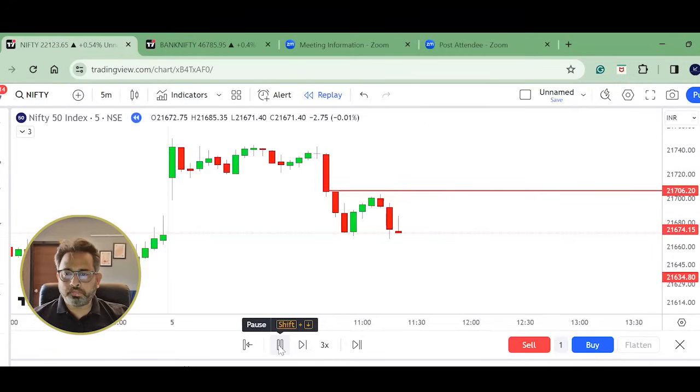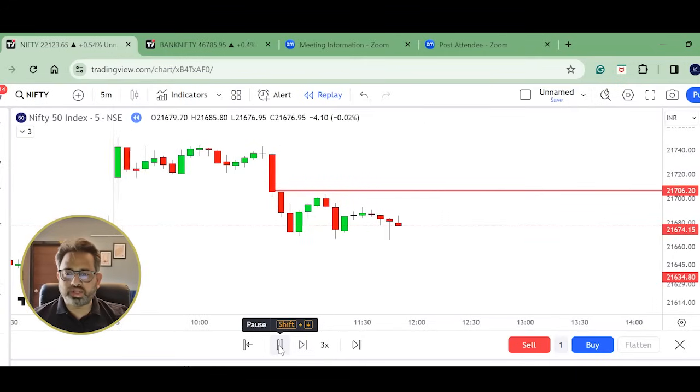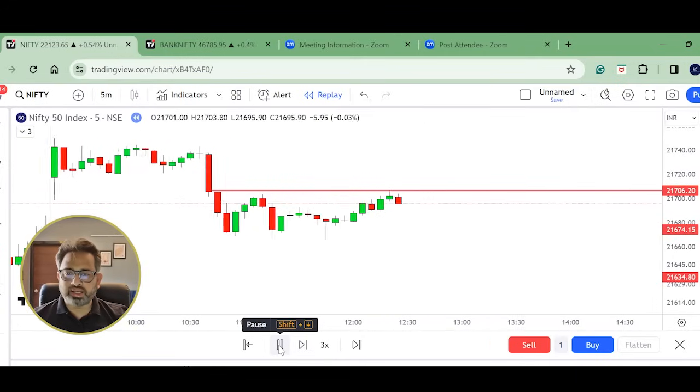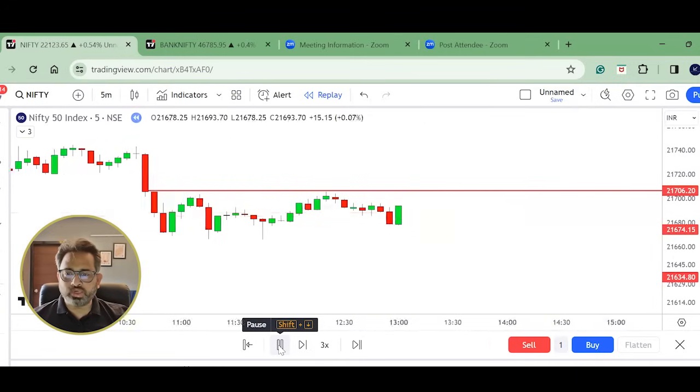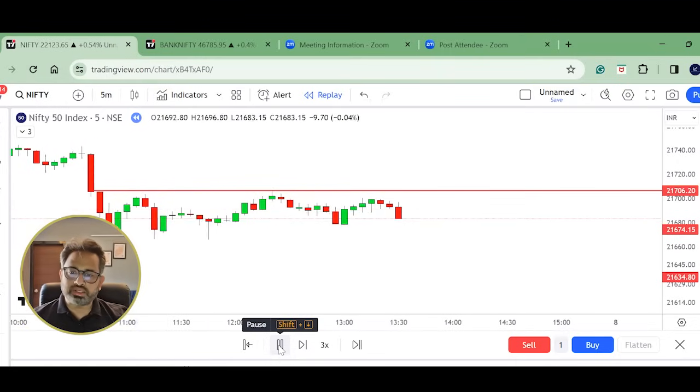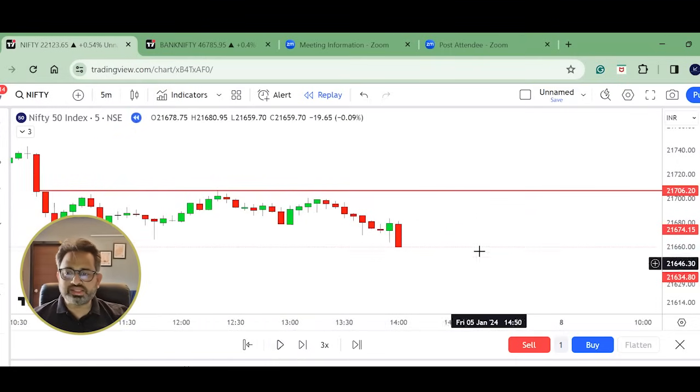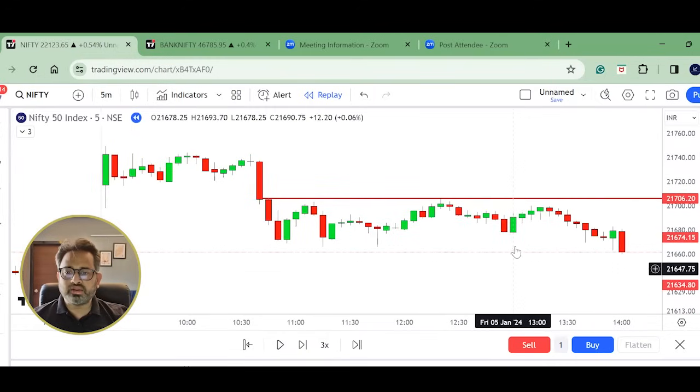So you can see that price went near the high of that red line and it started getting rejected. You can see how nicely this price action clearly told you that this candle high is a strong resistance. Look at this. Exactly this candle went near that and after that it started coming down.